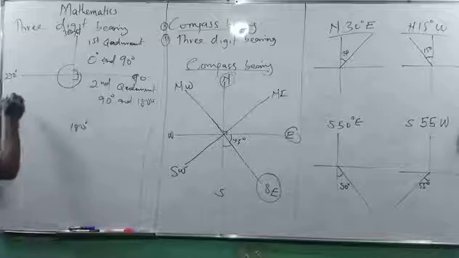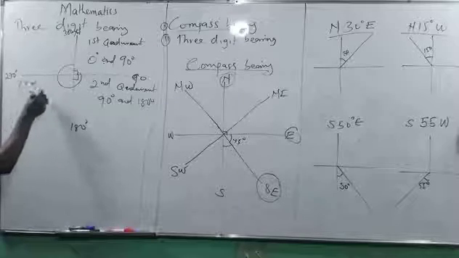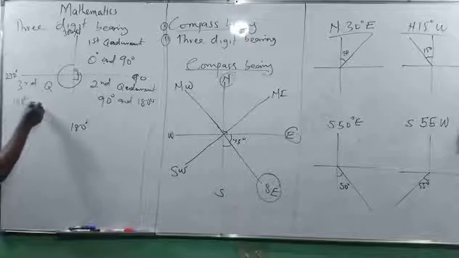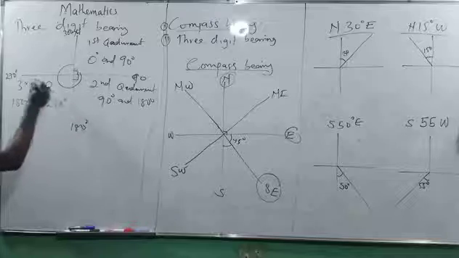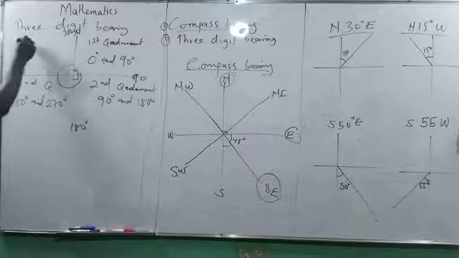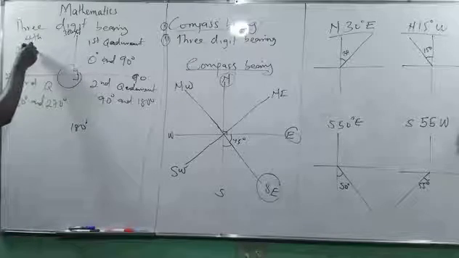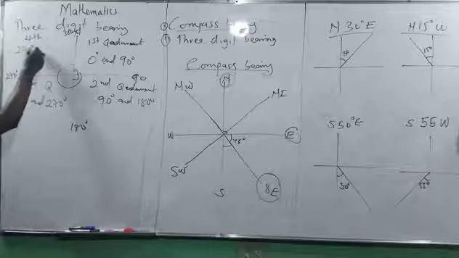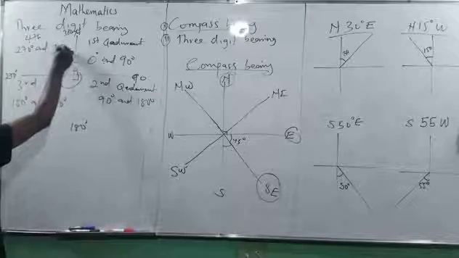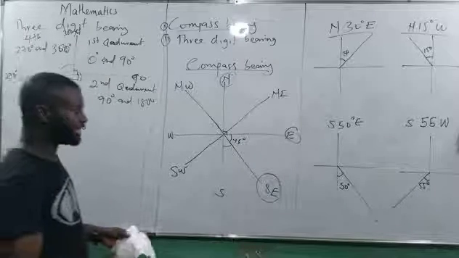Now this is going to be the third quadrant, which is 180 degrees and 270 degrees. And here is the last quadrant, the fourth quadrant, which is 270 degrees to 360. That is the quadrant that you need to understand on these 3 digits.